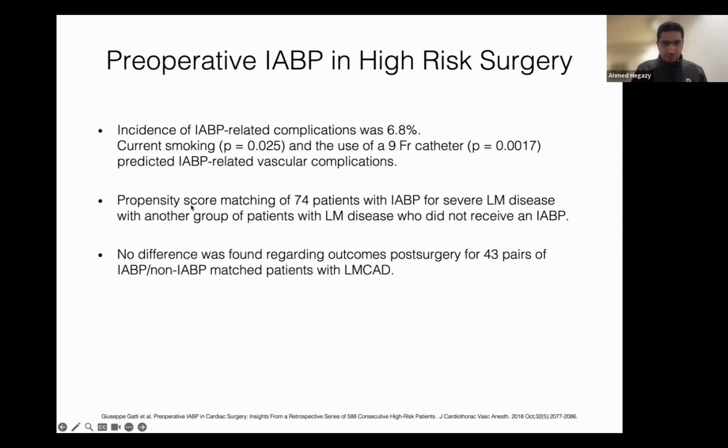But what they did is they did a propensity match score of 74 patients who received a balloon pump for severe left main disease. And they compared these 74 patients to a propensity matched group of patients who did not receive a balloon pump for left main disease. And what they found was that there was no difference in outcomes post-surgery for the pairs of patients who had balloon pumps versus no balloon pumps for left main.